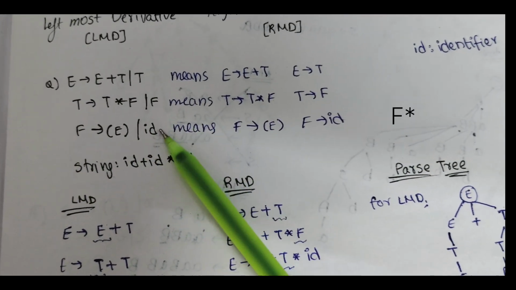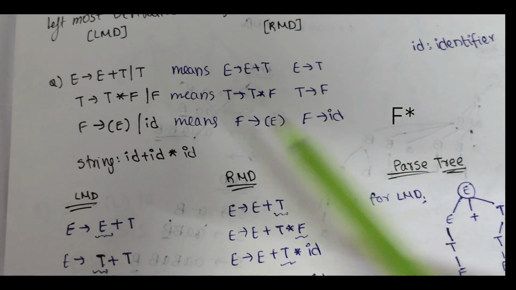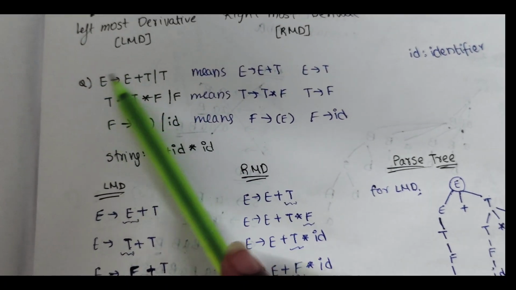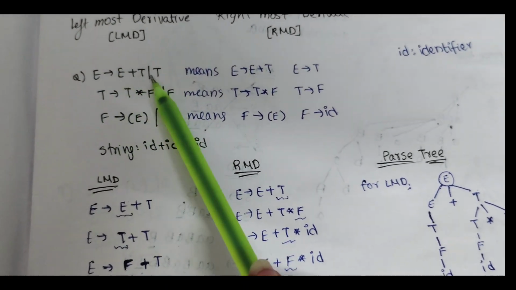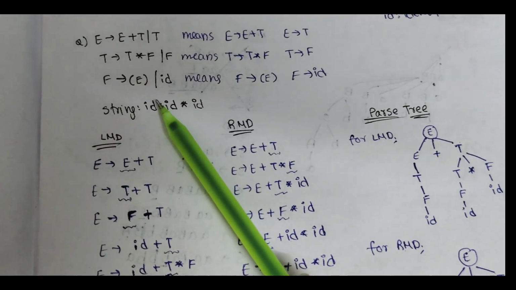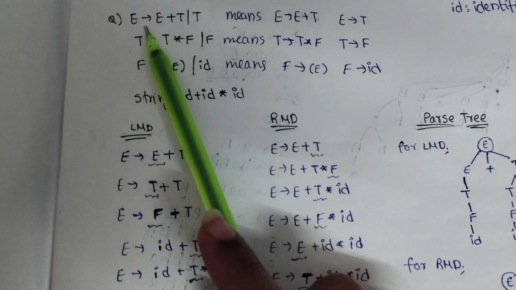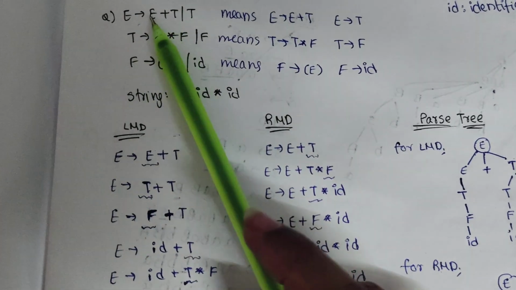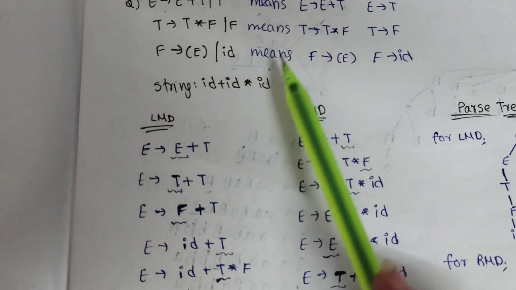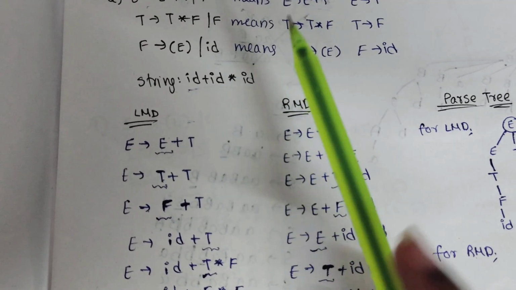ID is nothing but identifier. So we can either write F gives epsilon or F gives ID. The string is ID plus ID into ID. So first we have to take E gives E plus T and then we have to solve to get the string. Okay, so the first production that we took is E gives E plus T, this one. So just think about it. We have to derive this ID plus ID into ID.